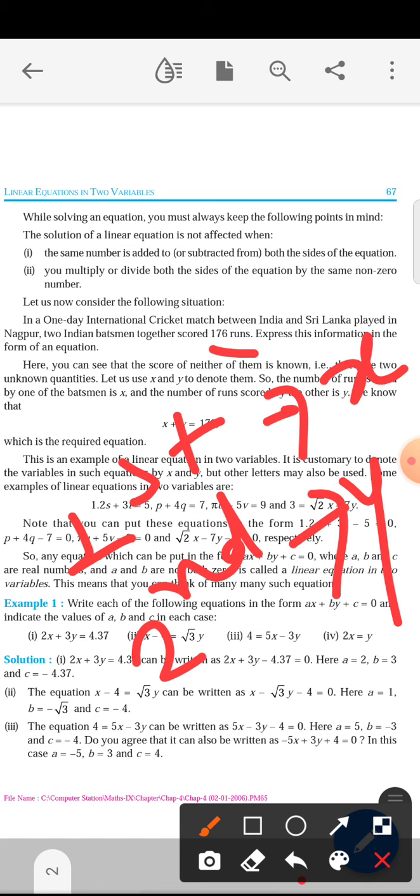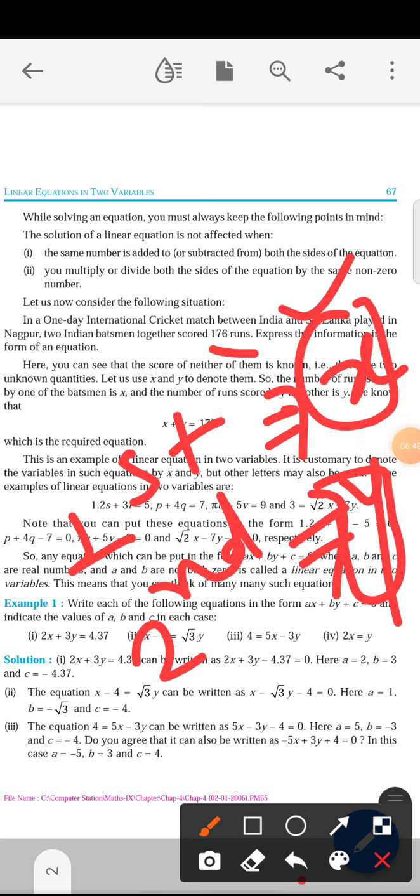Okay, so x and y, these two are both variable terms, which means they will vary with the situation or with another question. So we have to represent these two situations with x and y. The situation is: the first batsman's run is x and the second batsman's run is y.